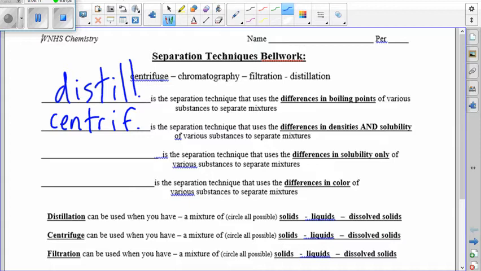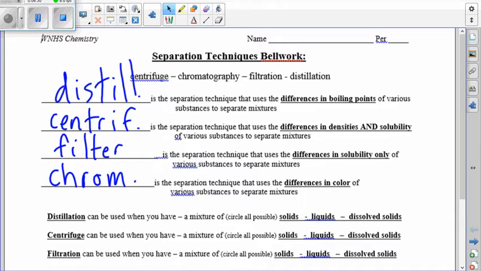All right, Kelsey Schmidt, what is a separation technique that uses the differences in solubility only? You got it. Filter it, baby. The filter doesn't really take into account the density of anything. It just takes into account is it soluble in water or not. Because if it's not, it's getting stuck in the filter. And then the last one, differences in color, we're talking about chromatography. I'll just put chrome for short because my handwriting is big.